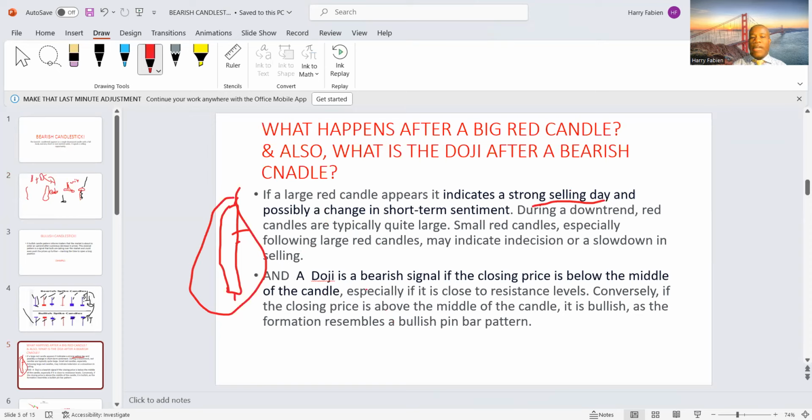A doji itself is a bearish signal if the closing price is below the middle of the candle, as I've shown you, especially if it's close to a resistance level. Conversely, if the closing price is above the middle of the candle, it is bullish, as the formation is a bullish pin bar top 10. You're going to see that later.